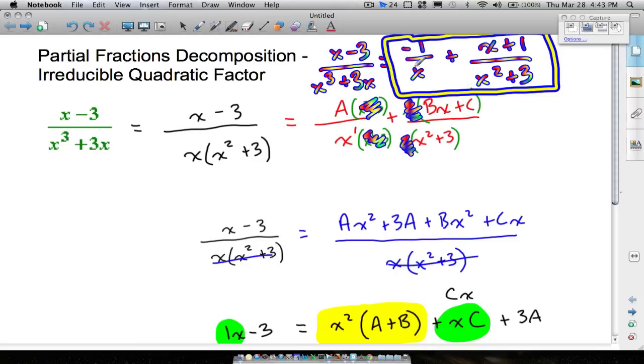And feel free, if you want to go back and try to combine these two fractions together by adding and getting common denominators and all that stuff, you should go right back to where you started.